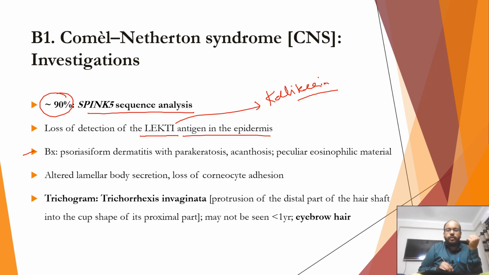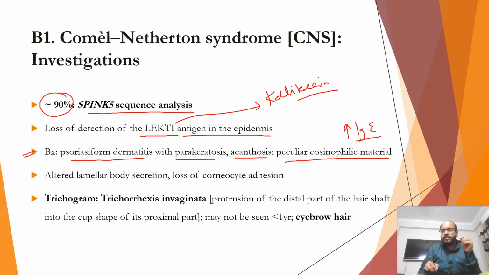Okay. If you do a biopsy, you will see psoriasiform dermatitis with parakeratosis because there is scaling, acanthosis because of thickening of skin, atopic dermatitis, and peculiar eosinophilic material. Remember, there is increased IgE in Netherton's. So you will see a peculiar eosinophilic material in biopsy. This altered lamellar body secretion, loss of corneocyte adhesion. Remember, the problem lies in the corneodesmosin gene. So corneocyte adhesion is defective.